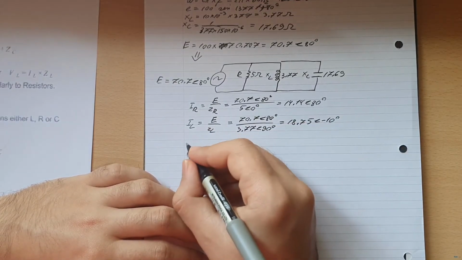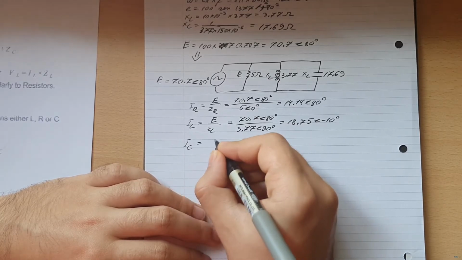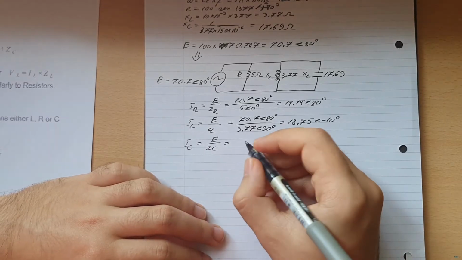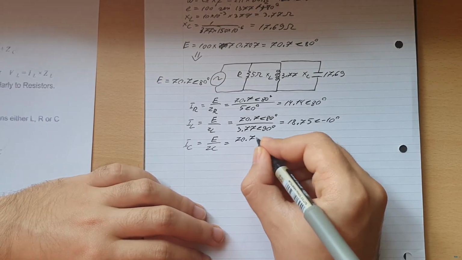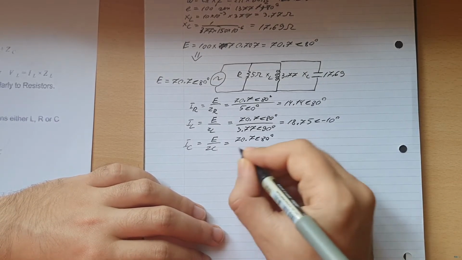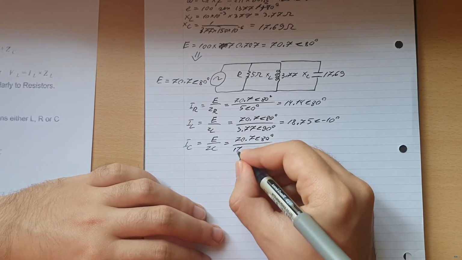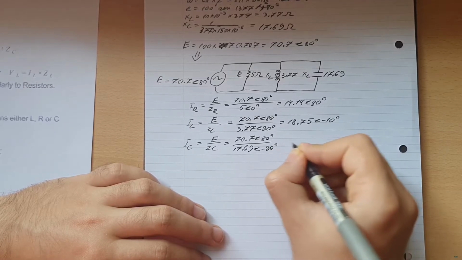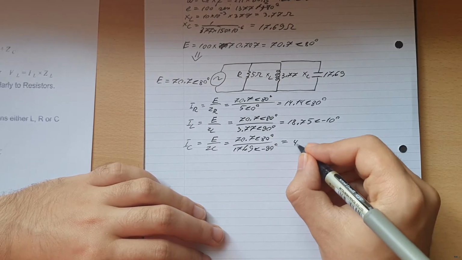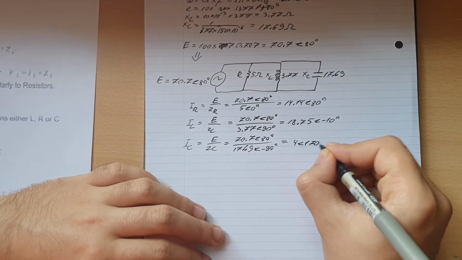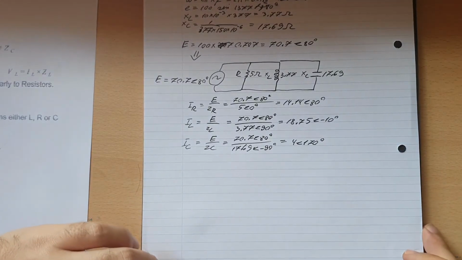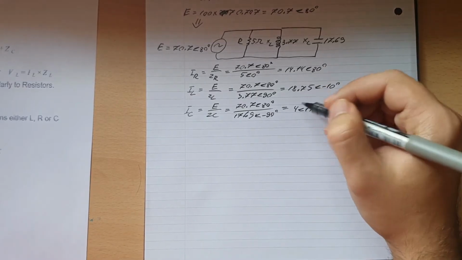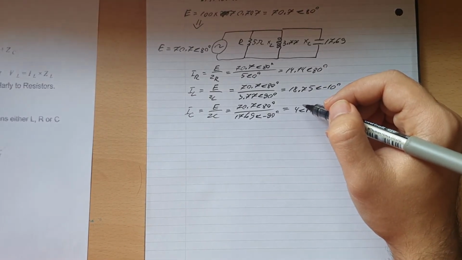And now IC is equal to E over ZC. ZC is equal to 70.7 at an angle of 80 degrees over 17.69 at an angle of minus 90 degrees. And that one will be equal to 4 at an angle of 170 degrees. Alright, now the next step will be to convert these into rectangular form so we can add them together and find the total current.